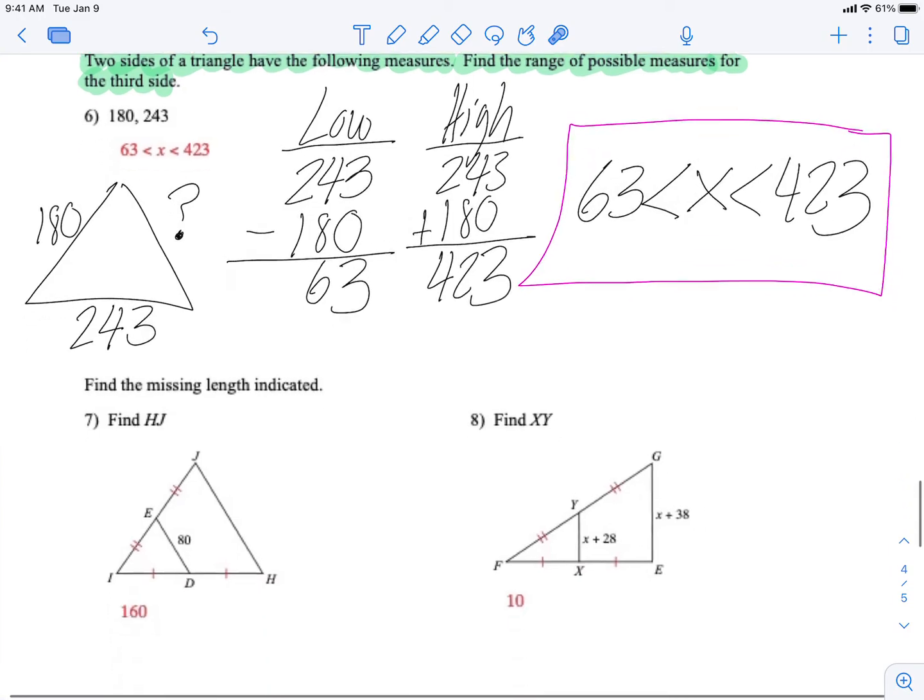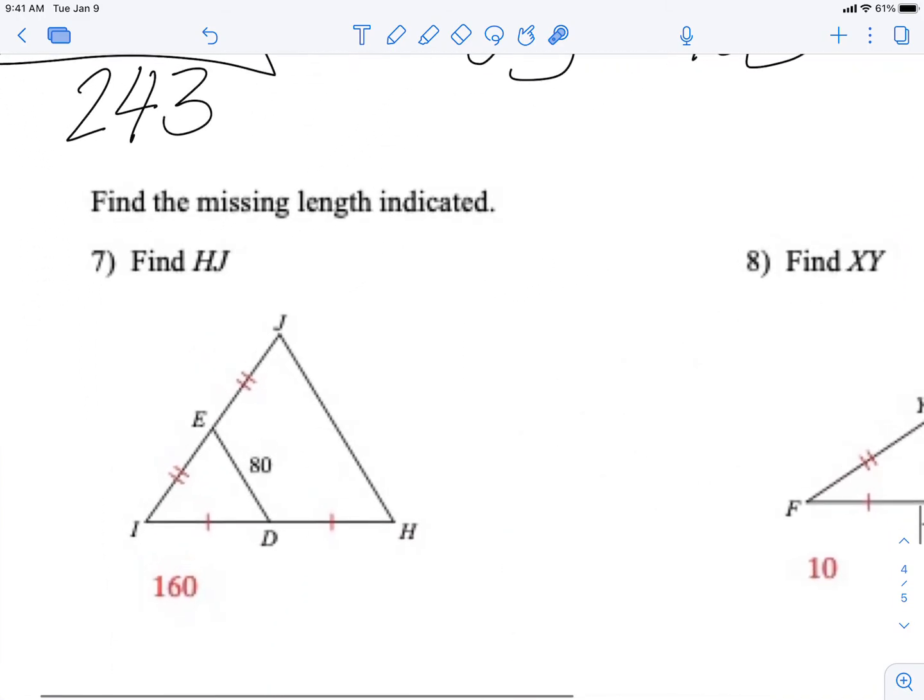Okay. Finally, last two here. We're going to find the missing length indicated. So remember, all of these notes as well are on the bottom of the assignment there in the filled in PDFs. You just have to find them. They're there. Okay. Number 7 says find HJ.